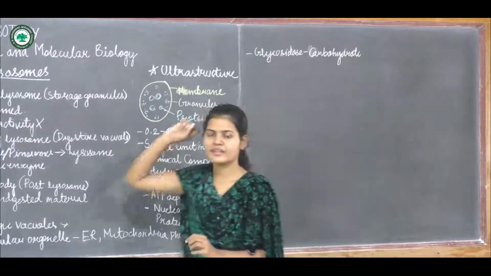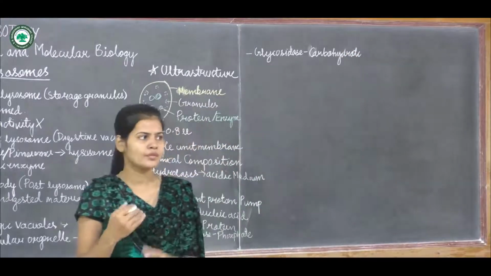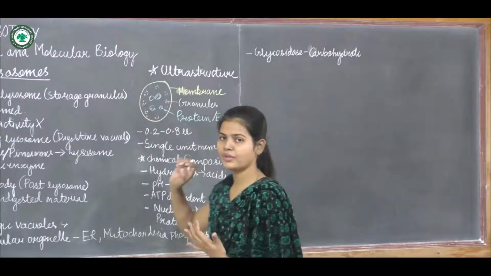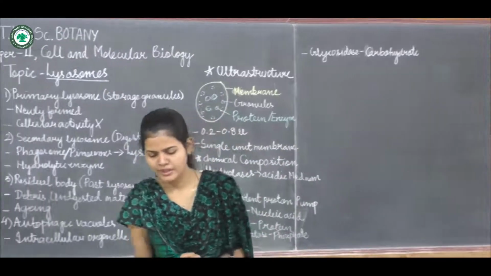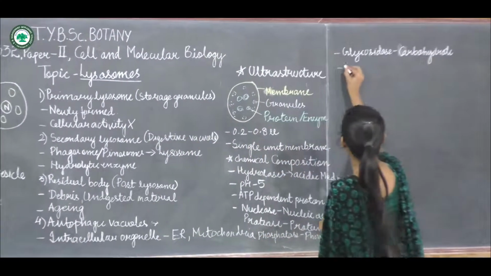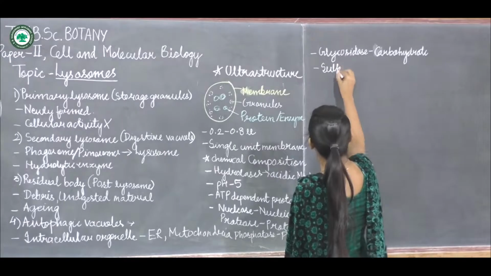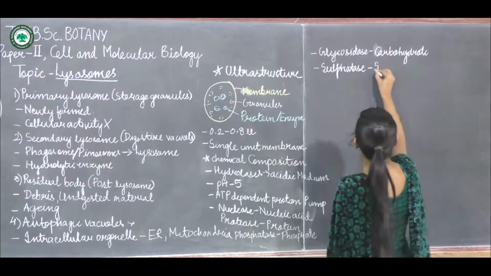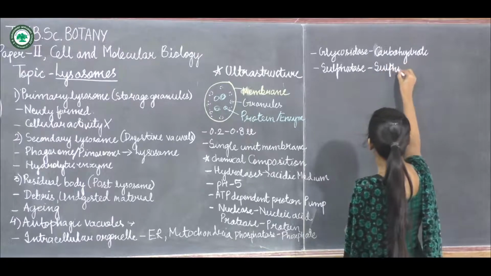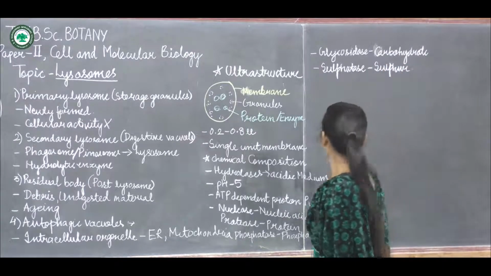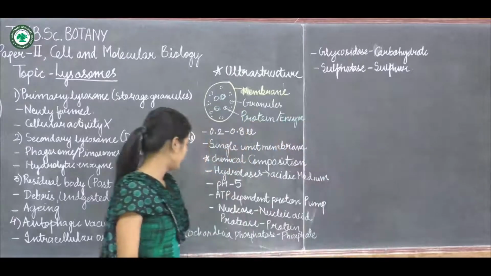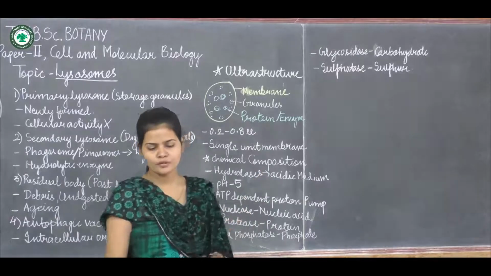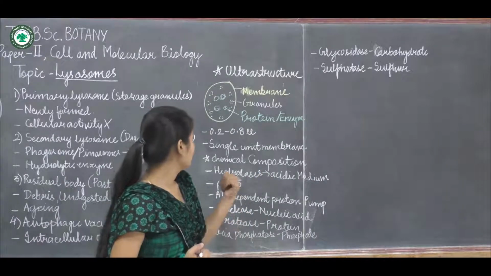Next is glycosidase, the enzyme that digests carbohydrate compounds. Next to that is sulfatase, which will digest the sulfur containing compounds. So these are the different enzymes, that is nuclease, protease, phosphatase, glycosidase and sulfatase, which will be present in the lysosome.